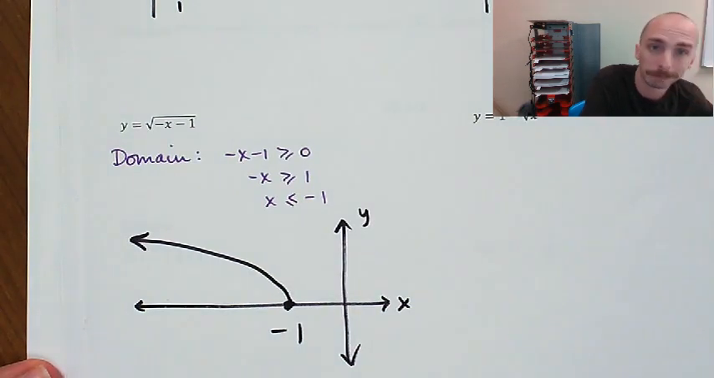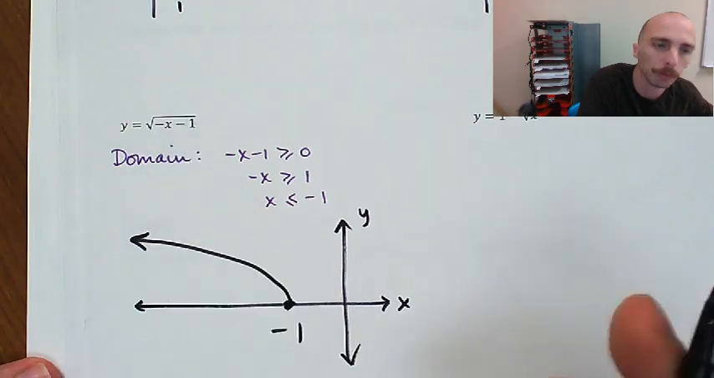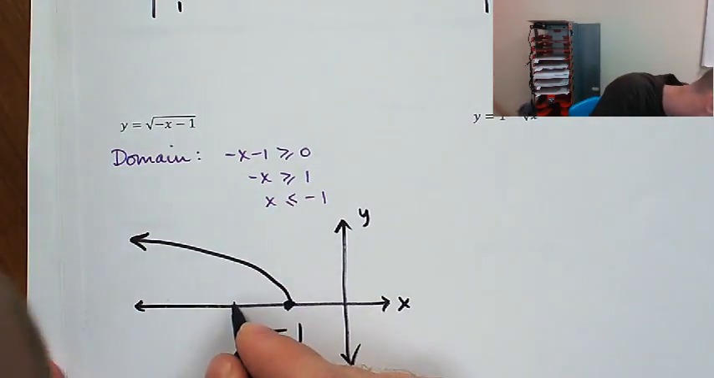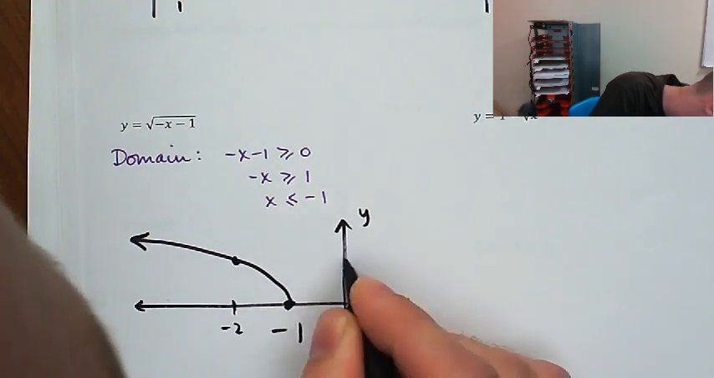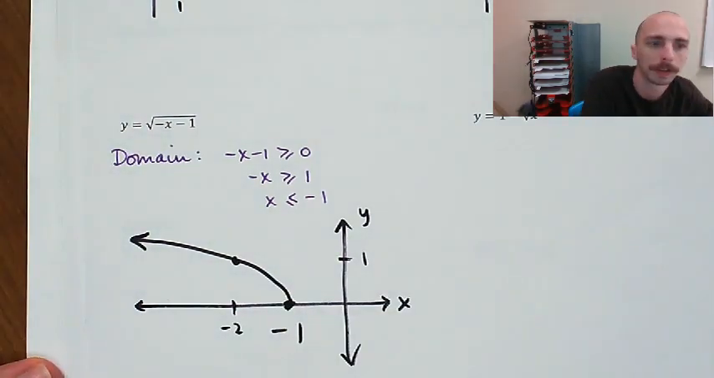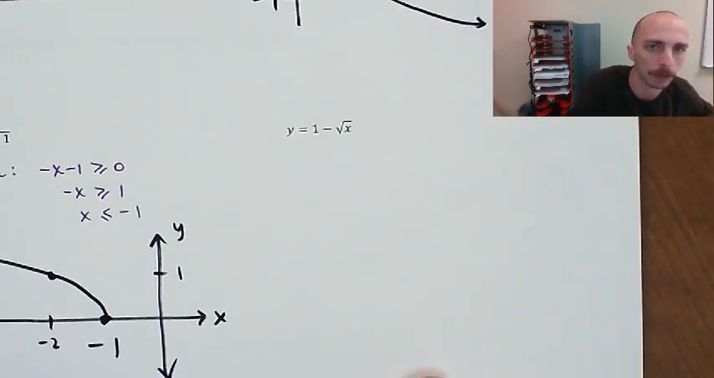If I needed to plot another point, I might choose -2. Wait, is that going to work? -2, negative that is 2, plus... -1 is 1. Yeah, okay. So there, I've got myself a second point. All right, now 1 minus the square root of x.